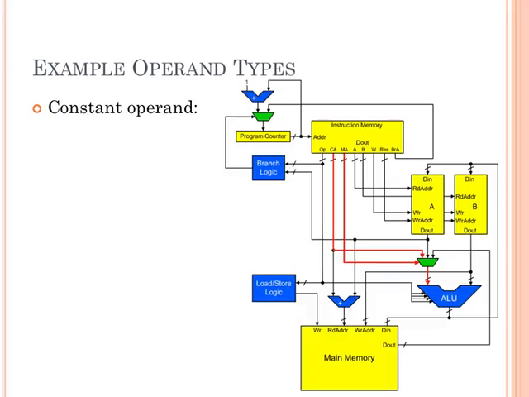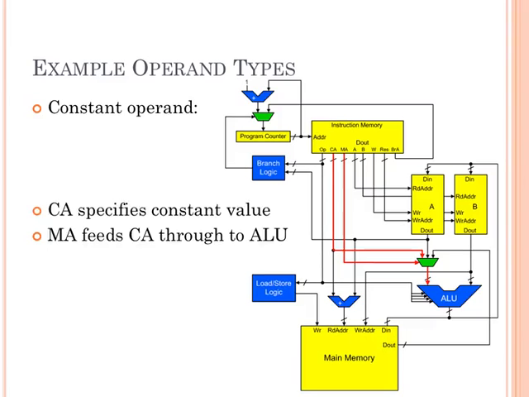Okay, so constant operand. MA is set to say, I want the constant to feed into the ALU. And so CA comes down, and it goes into the main memory, but the load store logic isn't going to activate, so the constant is ignored. The constant also goes into this multiplexer feeding the ALU, and the MA value says, take that constant and use it as your first operand. And so the register bank A is completely ignored. Okay? So either CA specifies a constant value, MA feeds CA through to the ALU, and the memory and the register are both completely unused. Okay, does that make sense? So that's if we had a constant argument.